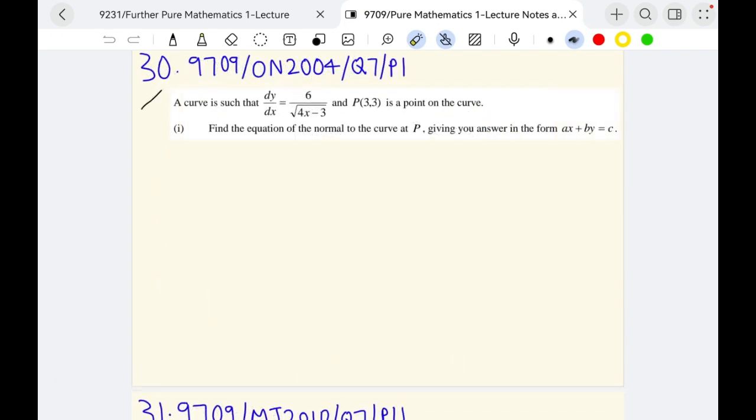Okay, so this is question 30. It's a past year question from 9709, October/November 2004, question 7, paper 1. A curve is such that dy/dx is equal to 6 over the square root of 4x minus 3, and P(3, 3) is a point on the curve. Okay, which means that this point lies on the curve. But it only gives you the gradient function of the curve, right?